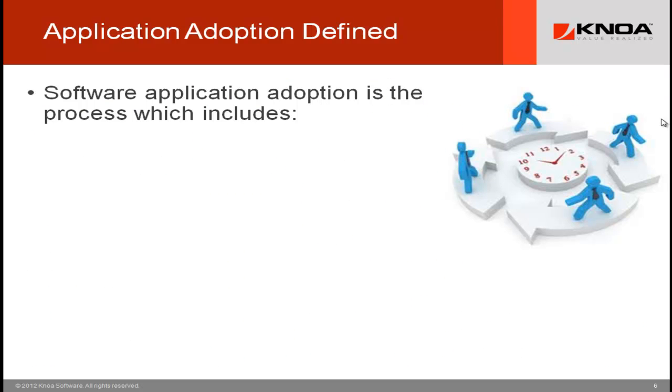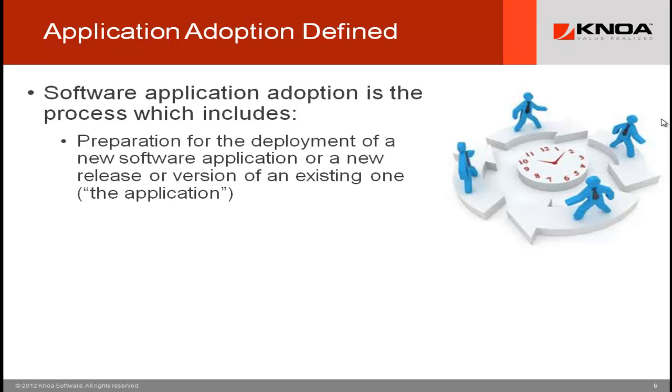So let's first take a look at this phenomenon, the enthusiasm and excitement that goes around with application adoption, and talk about what it really is. So software application adoption is a process which includes first, the preparation for the deployment of a new software application or a new release or version of an existing one. So it's not just hands-on, your team struggling to get full utilization of an enterprise application.